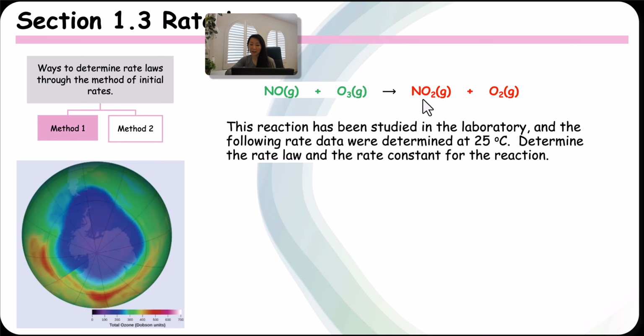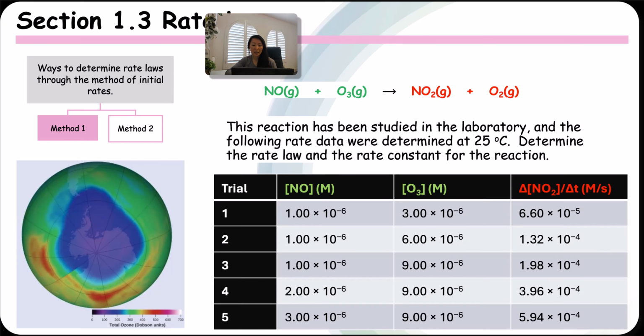But how fast, right? This table shows the initial concentration of the nitric oxide, all this data, and the ozone is here. This is how fast nitrogen dioxide is being formed, and you see how ozone is depleted to form the nitrogen dioxide. Now, having this table format will help you find the rate law.